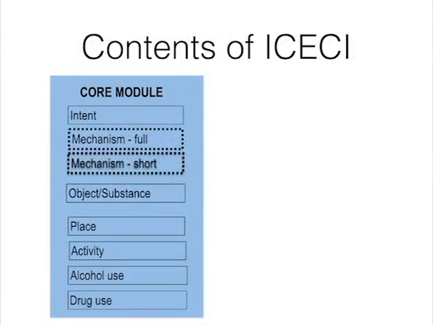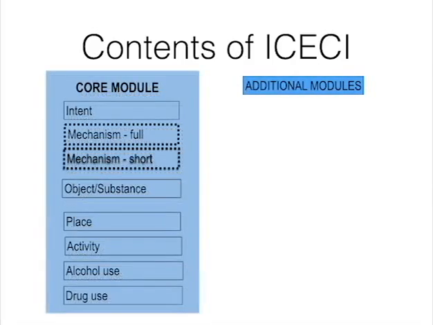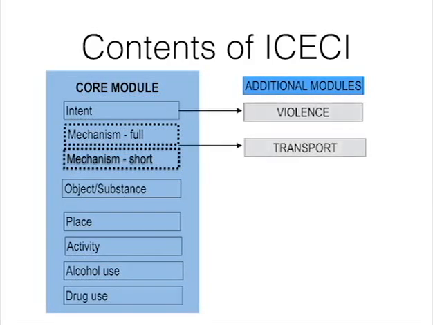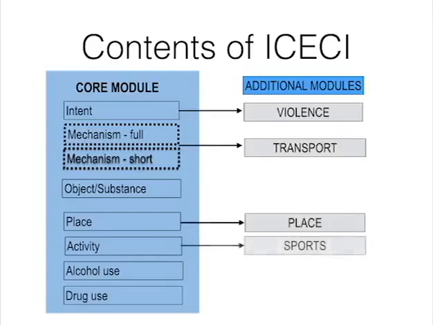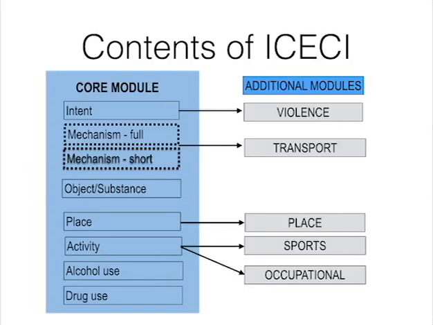The ICECI is organized into modules and data items or variables. The core module includes 7 items. Additional modules include violence, transport, place, sports, and occupational. As seen in the table, the additional modules are related to specific data items of the core module, providing more details to the circumstances of the injury event. For example, the violence module is related to the intent data element of the core module. Sports and occupational module provides more detail to the activity data element of the core module.